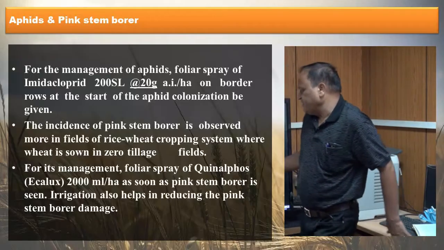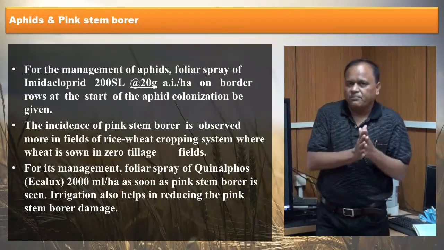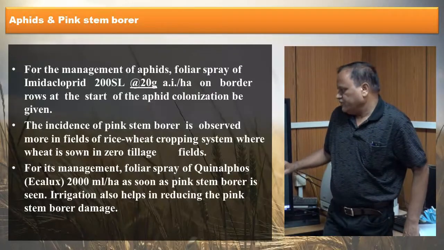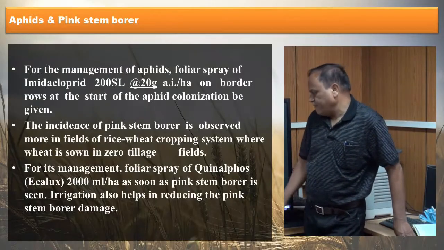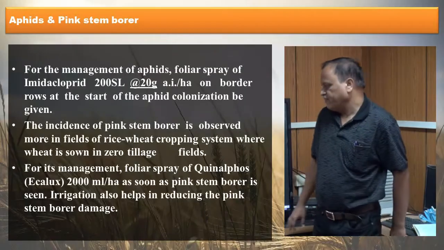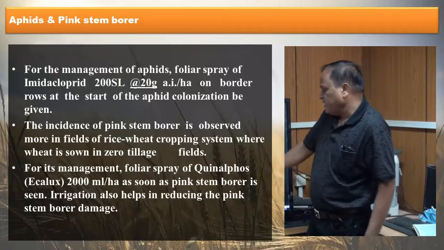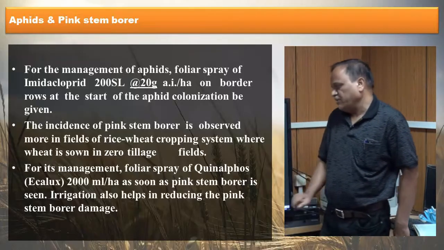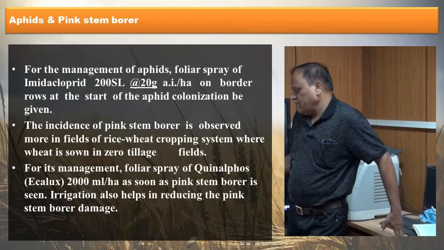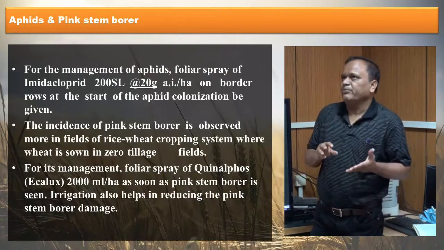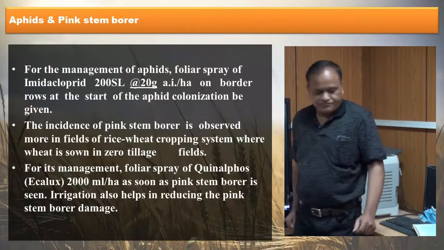The incidence of pink stem borer is observed more in fields where a rice-wheat crop is grown with zero tillage. For its management, a foliar spray of quinalphos, that is Ekalux, should be applied at 2000 ml per hectare as soon as pink stem borer is seen. Irrigation also helps in reducing the pink stem borer damage. So if you have more infestation of pink borer, then it is advised to give irrigation immediately.